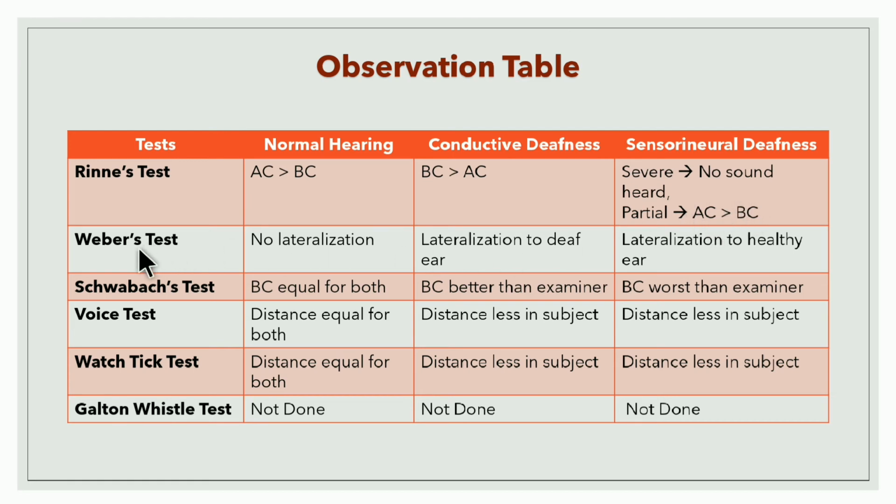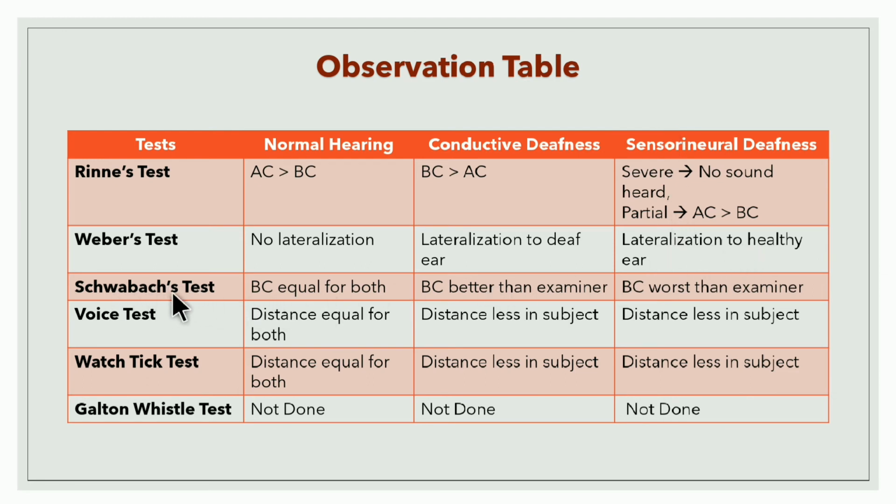Now second test, Weber's test. In Weber's test, in normal hearing, the person will say that he is able to hear the sound equally in both the ears. That means there is no lateralization. In conductive deafness, the person will say that he is able to hear better in the deaf ear. That means lateralization to the deaf ear. In sensorineural deafness, the subject will say that he is able to hear better in the healthy ear. So in sensorineural deafness, the lateralization is to the healthy ear.